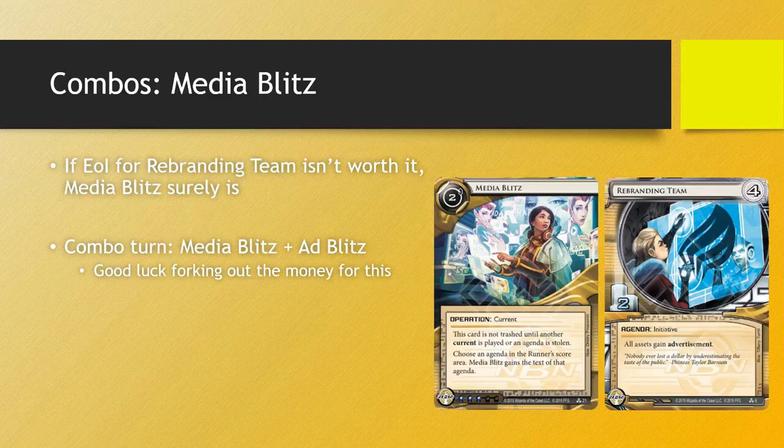Right, with that paid message out of the way, let's head into the final section, combos and normals. Starting with Rebranding Team, another way to ensure that Rebranding Team's effect comes online, besides using Exchange of Information, is to use Media Blitz. Both cards were printed in Data and Destiny for a reason. The big combo here is, after the runner steals a Rebranding Team, you play within the span of your single turn Media Blitz plus Ad Blitz. That will ensure that you get your big Ad Blitz off and you don't have to worry about counter currents, because you are playing the Ad Blitz before the runner has a window to use a click to override your current. The only problem is it's going to be really expensive.